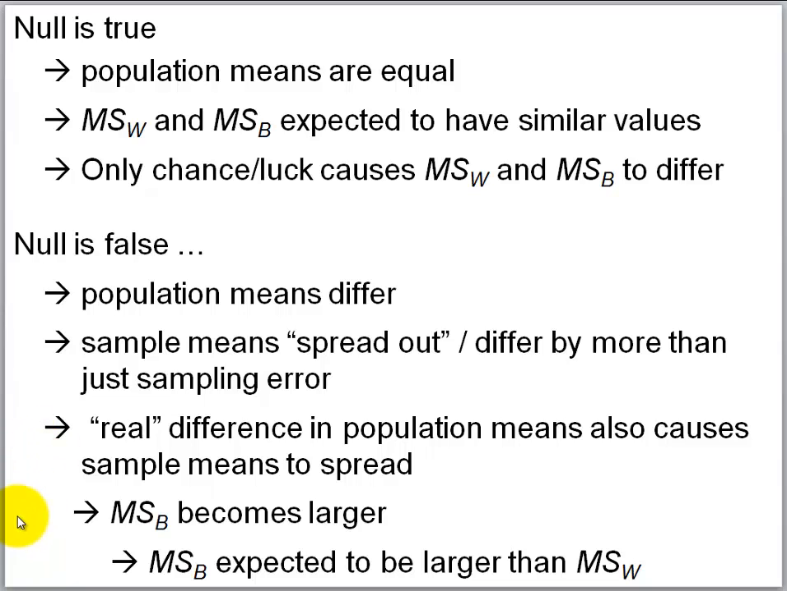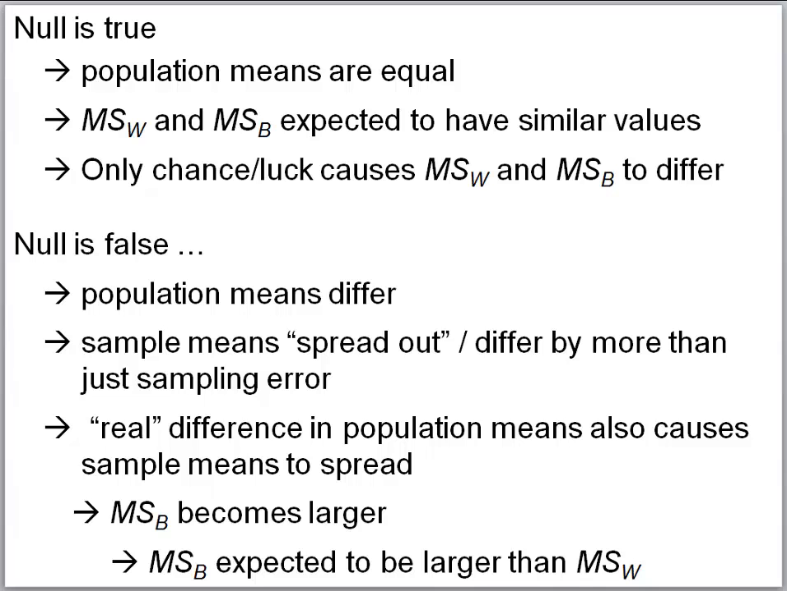Now, the MSB is based on differences between sample means. So as the sample means spread out more, the mean square between becomes larger. Now, the spreading out of the sample means doesn't affect the spread of the values within any given sample. So the spreading out of the sample means doesn't affect the MSW at all. In sum, when the null is false, we expect the mean square between to be larger than the mean square within.